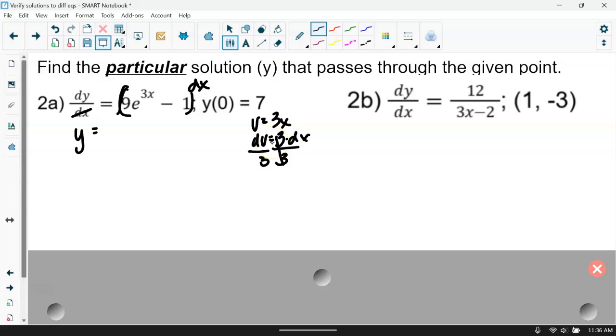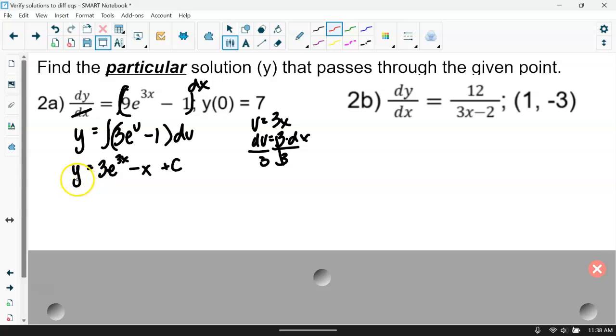So notice here that after taking 1/3 of 9, we're now down to the integral of 3 times e to the u minus 1, right? Then again, with respect to u. And so here we end up with y is equal to 3 times e to the u, which is 3x, minus x plus c. But again, we're looking for the particular solution.